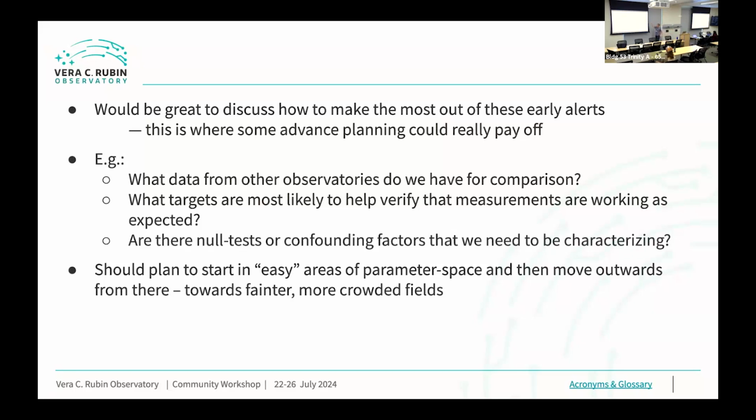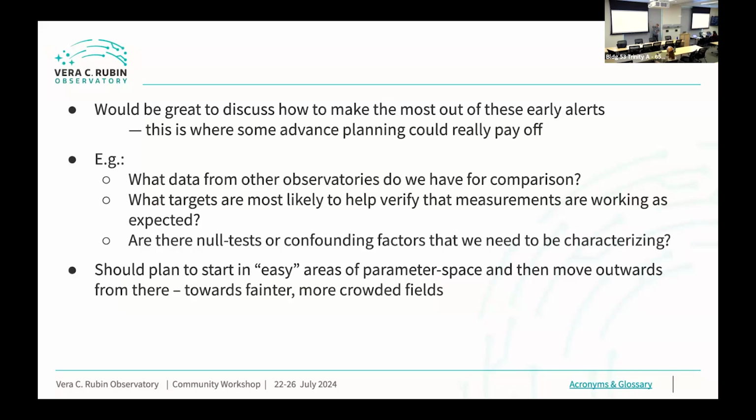I also think it pays off to think about what other data we want to have ready to go. If we have a plan in our mind for, okay, we got this data from the LSST, we want to compare that to data we got from this other telescope, this other survey, having that ready to go is going to make us more able to take advantage of that. It'd be great to think about what actual targets are going to help us verify your science.